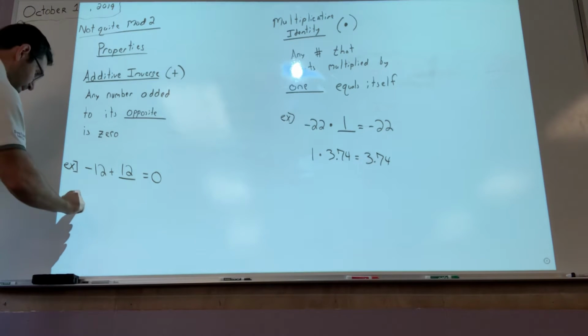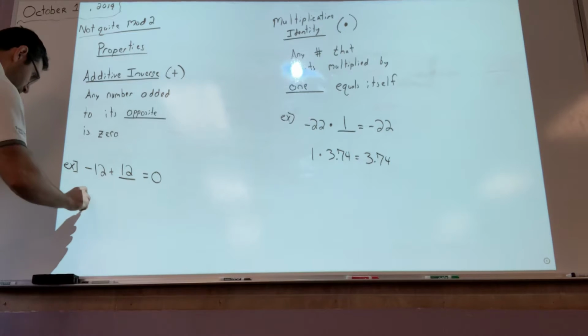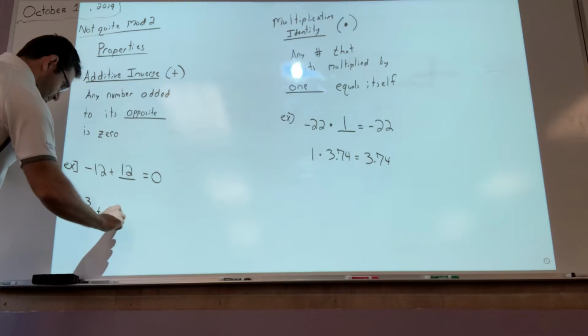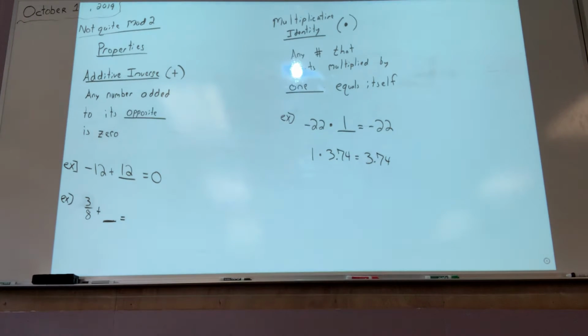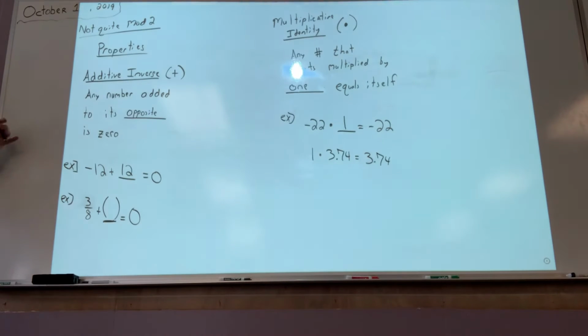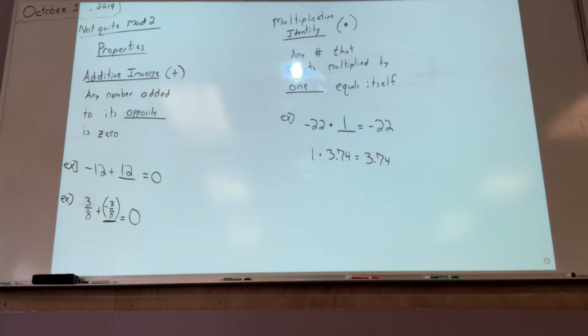So let's say I've got 3/8 plus. What would I have to add to 3/8 in order to make it equal 0? I'm seeing a lot of hands adding. Negative. Good. And when there's already a sign there and I'm putting a negative, I put it in parentheses. That's important to separate those signs. So it's 3/8 plus a negative 3/8 equals 0. And I'm putting a star next to this one.